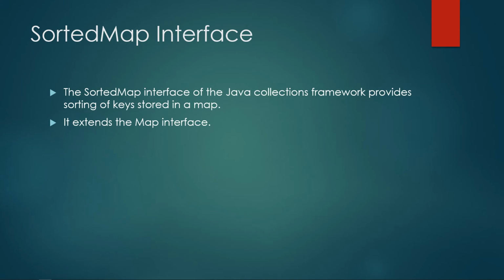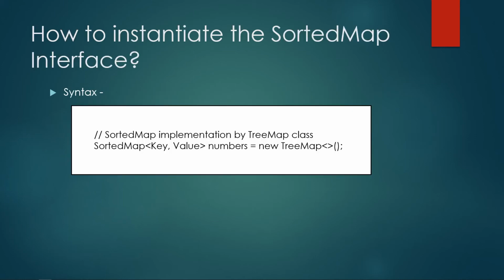Moving on, let's move on to the SortedMap interface. The SortedMap interface of the Java Collections Framework provides sorting of keys stored in a map. It extends the map interface. So how to instantiate the SortedMap interface? First we created a variable of type SortedMap right here, and we assign a new TreeMap. The reason is that the TreeMap provides the implementation for the SortedMap interface.